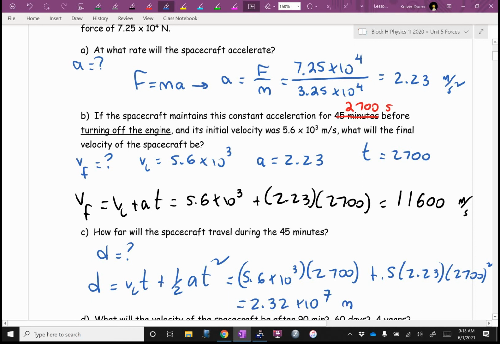And meters. If you wrote 23.2 times 10 to the 6th, I probably would take a half off because that's not proper scientific notation. Scientific notation is one digit followed by the decimal point.